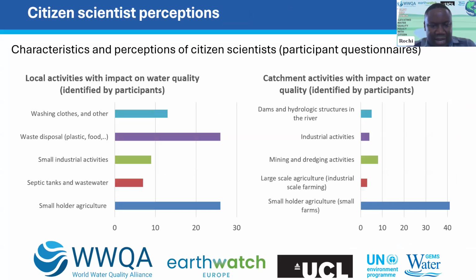Likewise for Tobora. Others are local community impacts on water quality identified by tribe practices and catchment activities. The major one is smallholder agriculture, which shows a large number in these areas. There are a lot of agricultural activities and plastic disposal. The data shows a higher plastic disposal. For the catchment activities, it's quite the same: smallholder agriculture with small farms. Most of the 29 monitoring stations are affected by small agricultural activities.